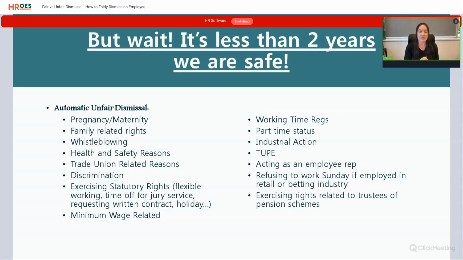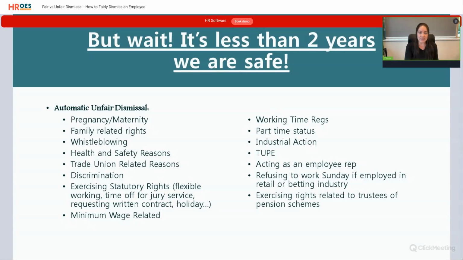Or if it's minimum wage related, working time regs, if they've got part-time status and they've been treated poorly because of that, if they've engaged in industrial action, because of TUPE, if they've acted as an employee rep, or refused to work on a Sunday if employed in retail or betting, or they've exercised their rights in relation to being a trustee of a pension scheme. If any of those apply, the 2-year rule disappears.